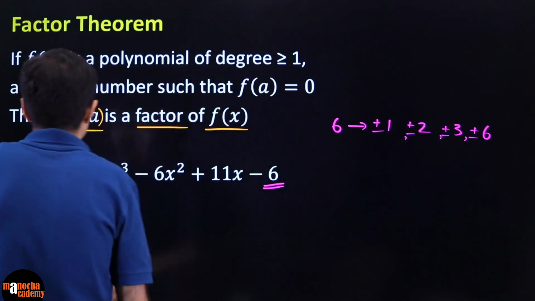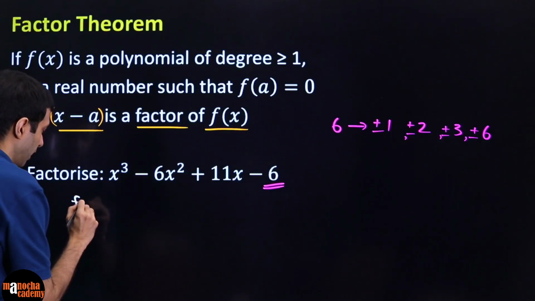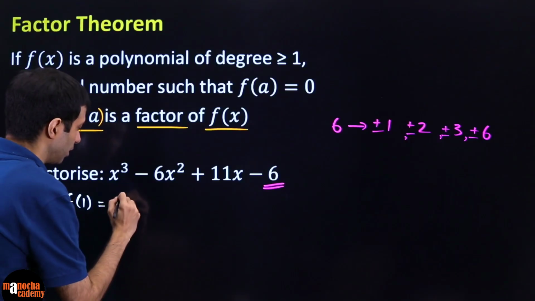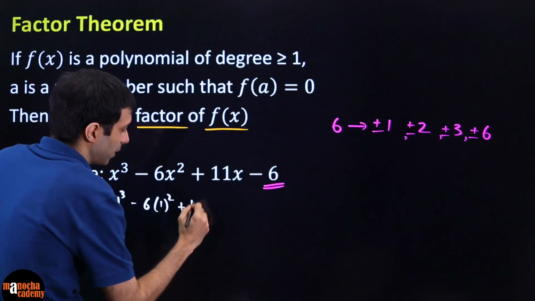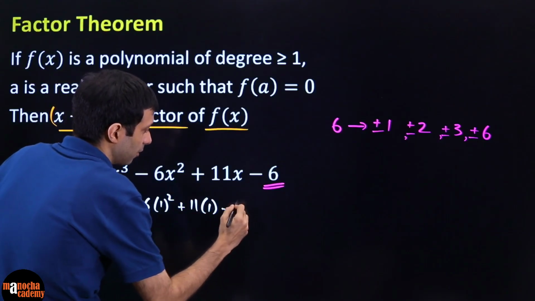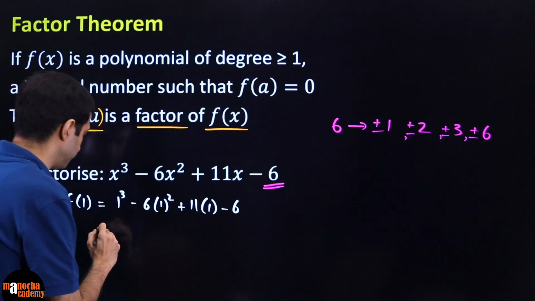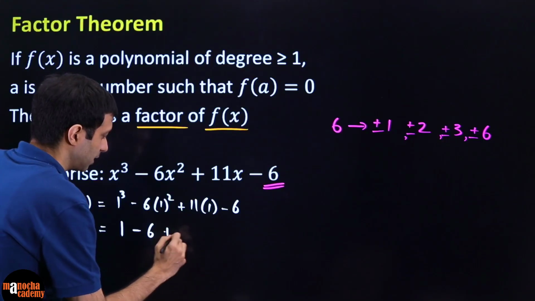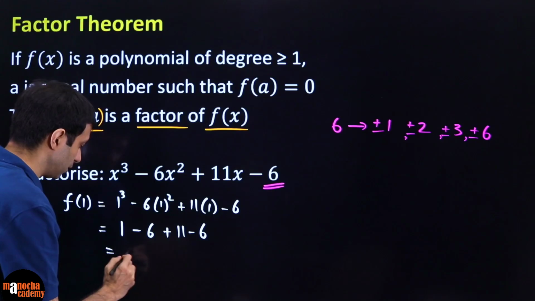Okay, so for example, let's try. We are going to try substituting x equal to 1 first. So we are finding out f of 1, and let's see what we get. Here we are getting 1 cubed minus 6 times 1 square plus 11 times 1 minus 6. So please work it out. What does this give you? This is 1 minus 6 plus 11 minus 6. So that's 12 minus 12, which is 0.